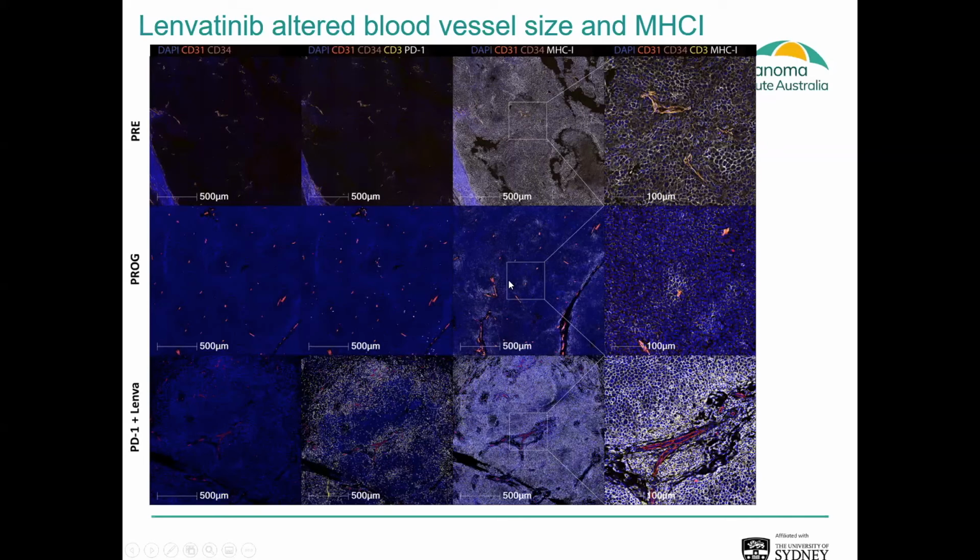However, when the patient is treated with PD-1 plus lenvatinib, we can see a dramatic increase in the size of the blood vessels and a return of MHC class 1 expression, and that coincides with a dense increase in CD3 infiltrate migrating from the vessels into the tumour and attacking the tumour. So we can really understand the dynamics of the tumour biology using the technology.